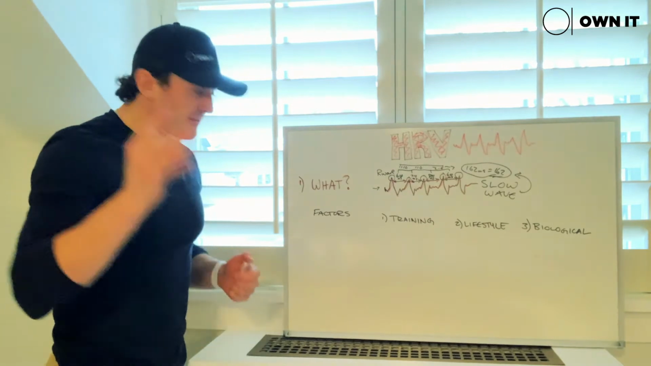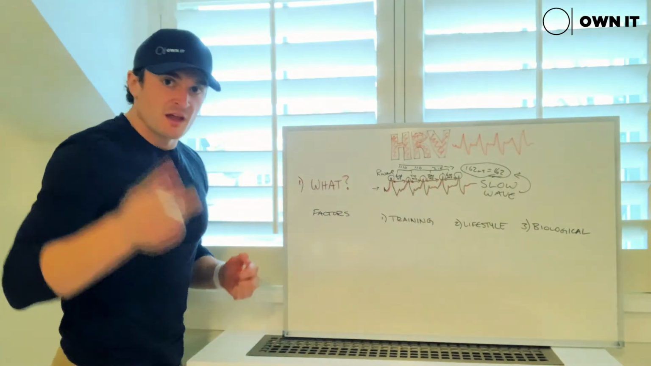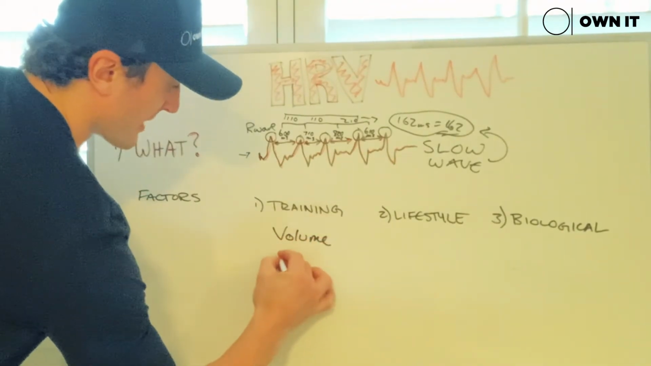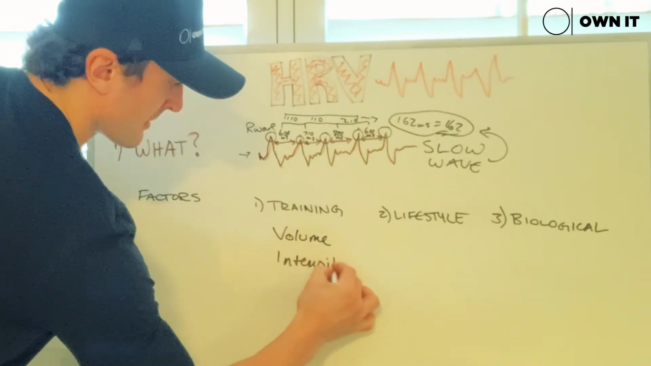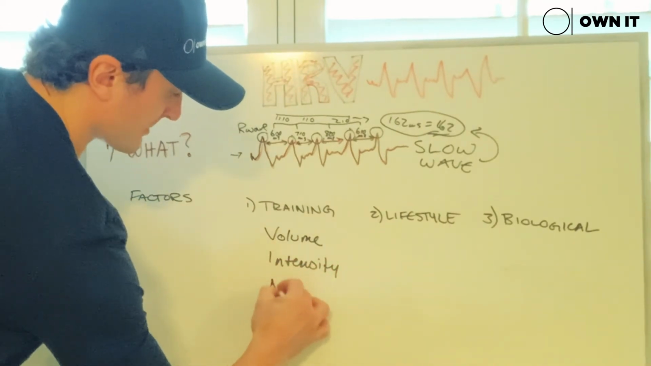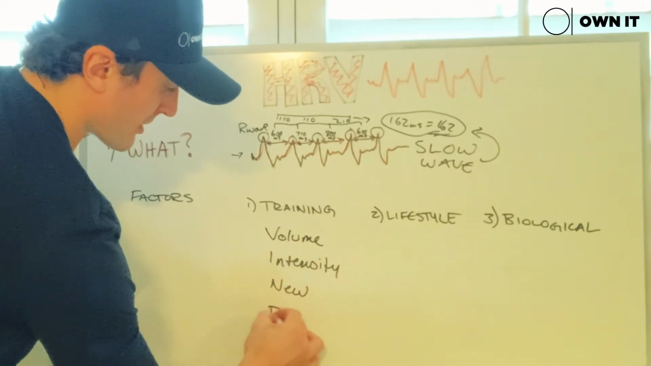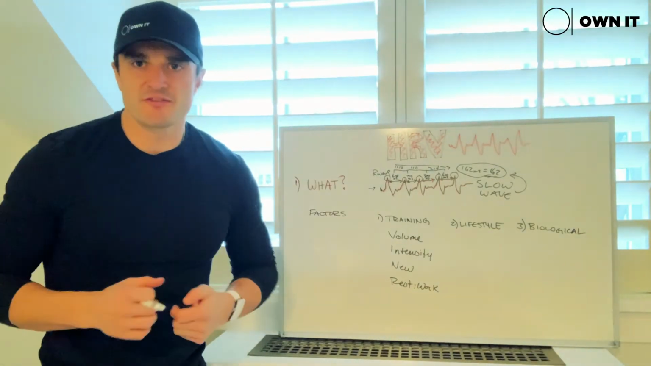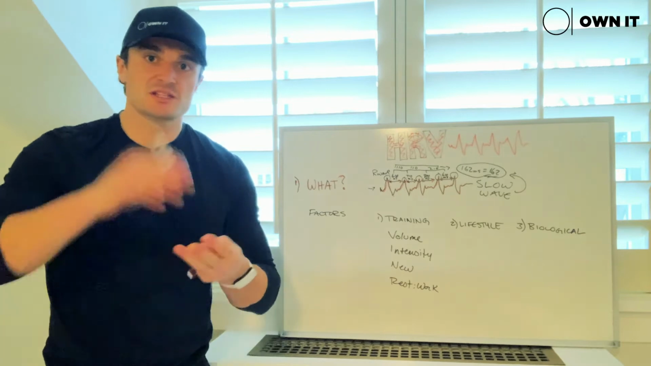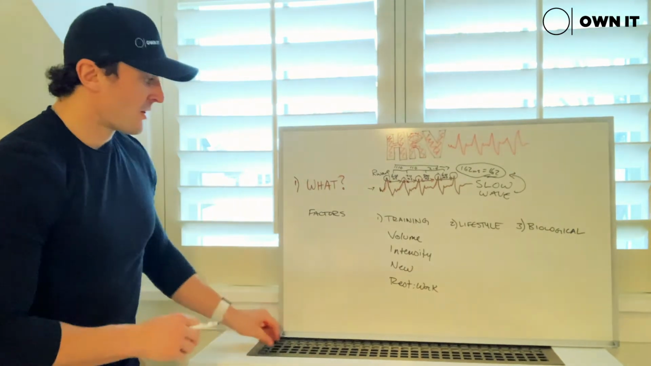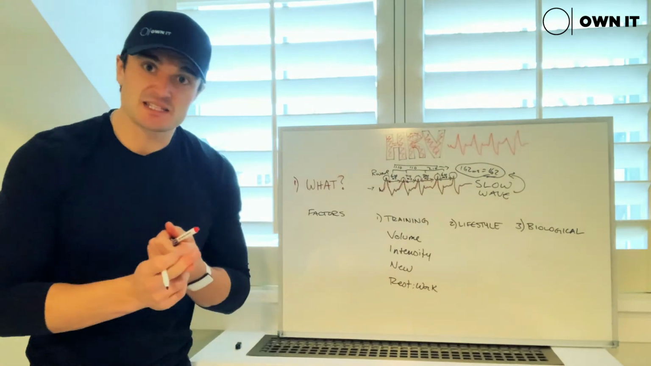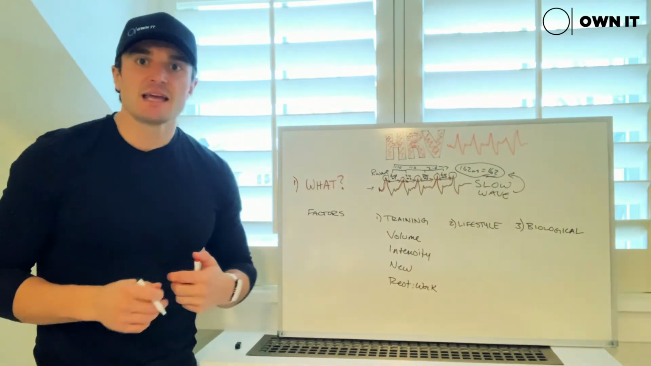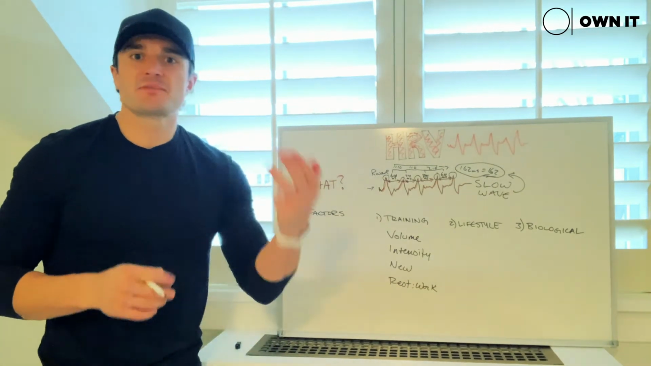All right, so those factors, we have 3 of them: training, lifestyle, and biological. Now, under training, we have volume, we have intensity, we have new stimulus, and we have rest to work days. Volume is the addition of anything. It's more reps, it's more miles, it's more time. So that's what volume looks like. Versus intensity, which is increase in speed, decrease in rest periods, increase in weight lifted.